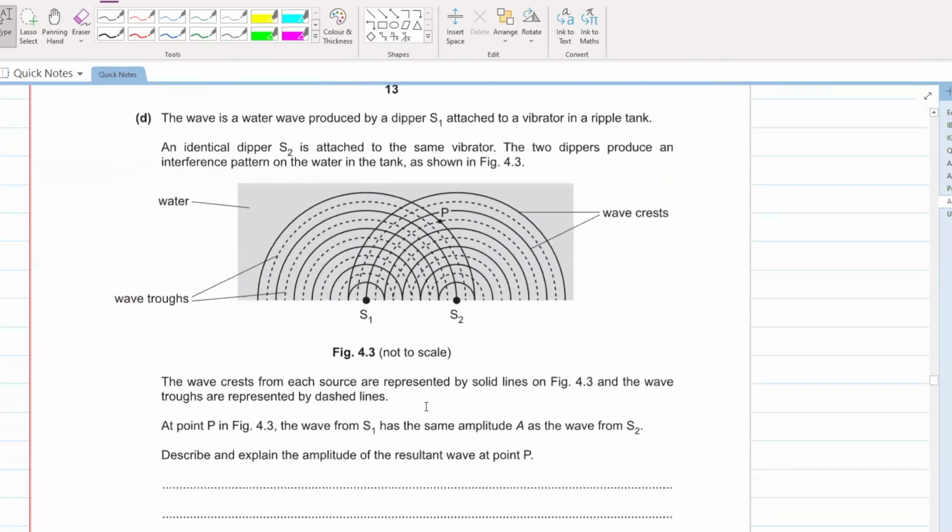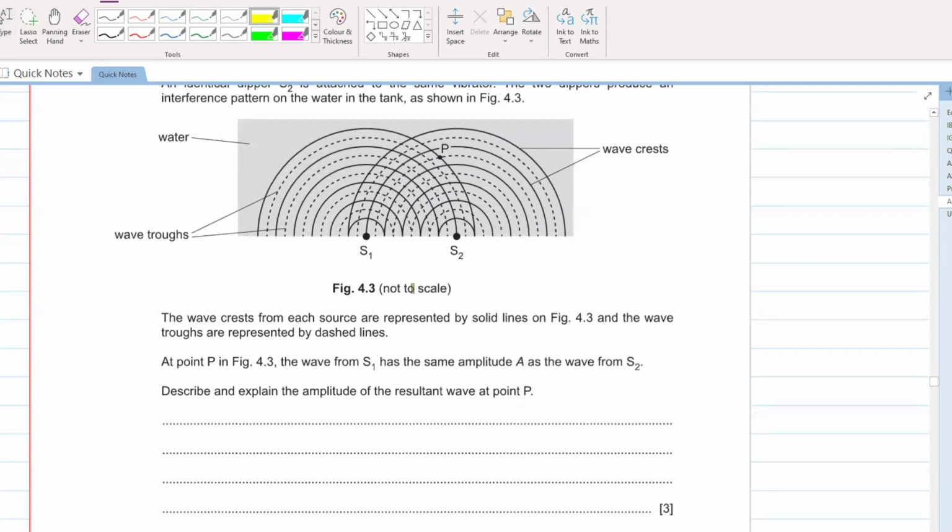Let's further move ahead. The wave is a water wave produced by a dipper S1. Perfect. Attached to a vibrator in a ripple tank. Perfect. An identical dipper S2 is attached to the same vibrator. The two dippers produce an interference pattern of the water in the tank as shown in figure 4.3. बेटा ये एक इंटरफेरेंस पैटर्न प्रोड्यूस हो रहा है. The wave crests from each source are represented by solid lines. अच्छा, ये जो crest है वो represent हो रहे हैं by solid lines. And the wave troughs are represented by dash lines.